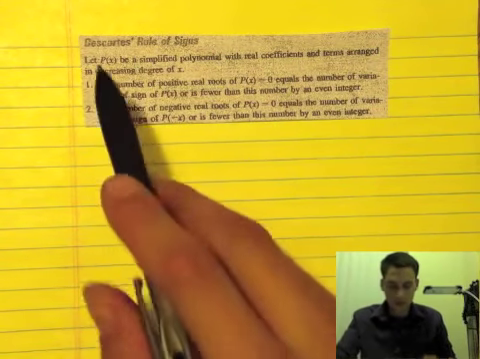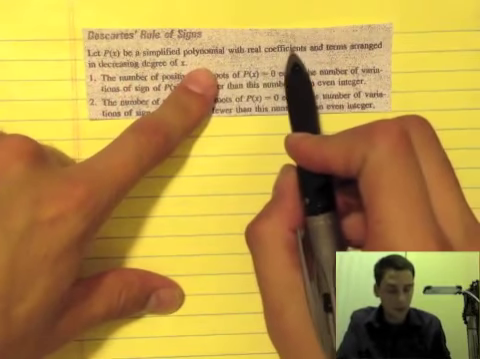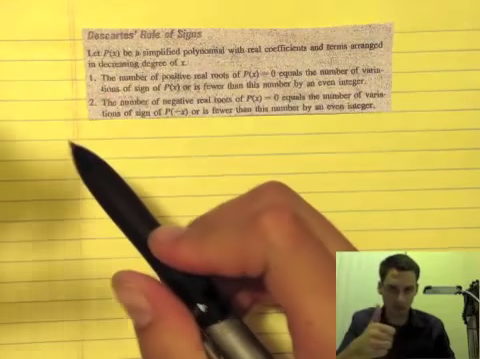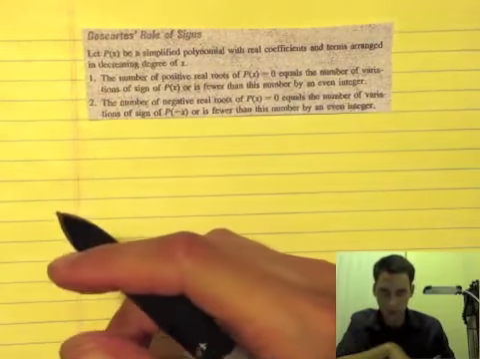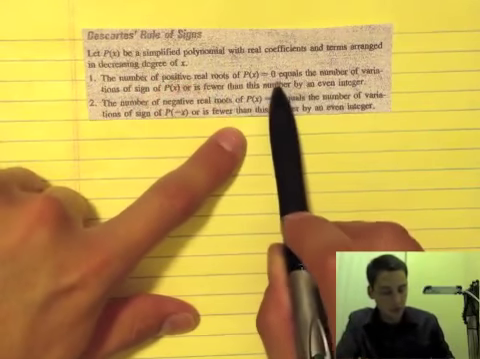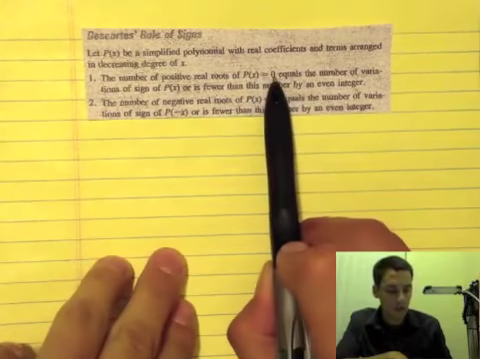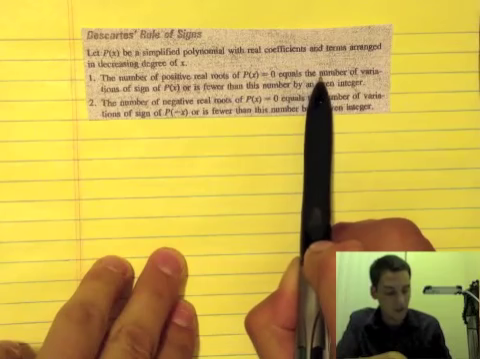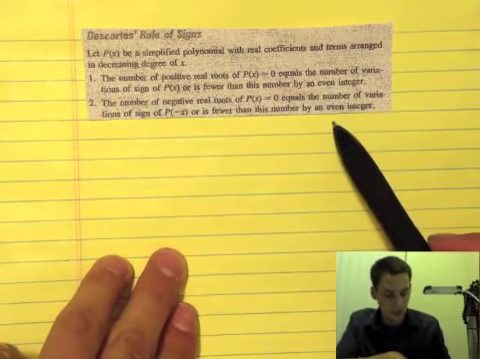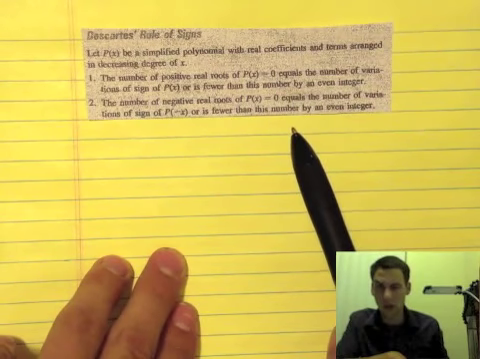So let's see what this says. Let p of x be a simplified polynomial with real coefficients and terms arranged in decreasing degree of x. Great. It's just a polynomial, like we know. The number of positive real roots of p of x equals 0 equals the number of variations of sign of p of x, or is fewer than this number by an even integer. What does that mean?